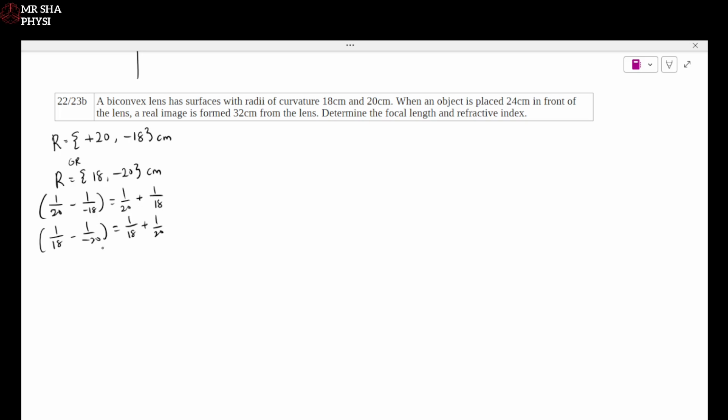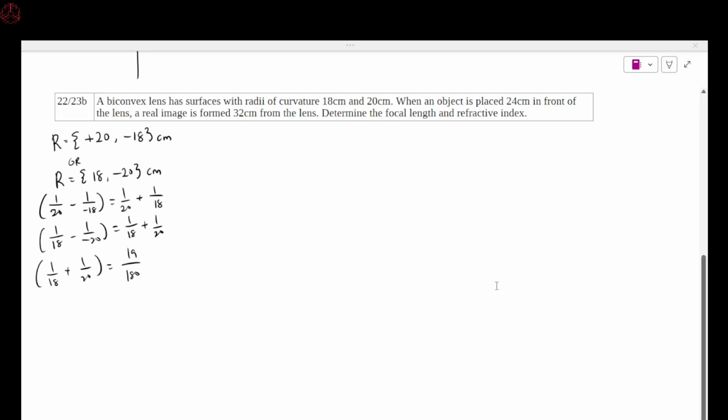So either way, both will result in 19 over 180. So 1 over 18 plus 1 over 20 is 19 over 180. Okay.